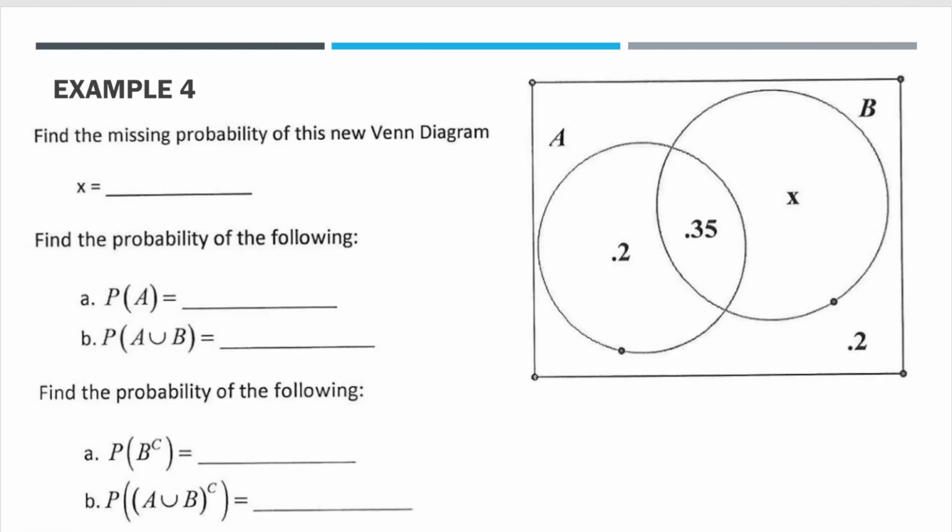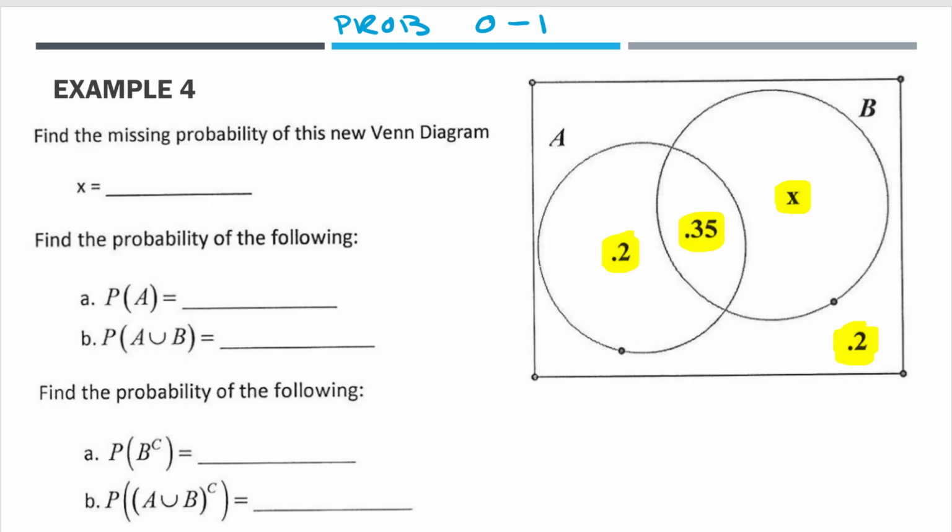In example 4, we're moving from raw scores into probabilities. So the first thing I want to remind you about is that probability is a number between 0 and 1, including 0 and 1. So when we're given this Venn diagram that lists probability, we have to make sure that all of the data listed adds up to 1, whether it's inside of the events or just inside of the entire poll.